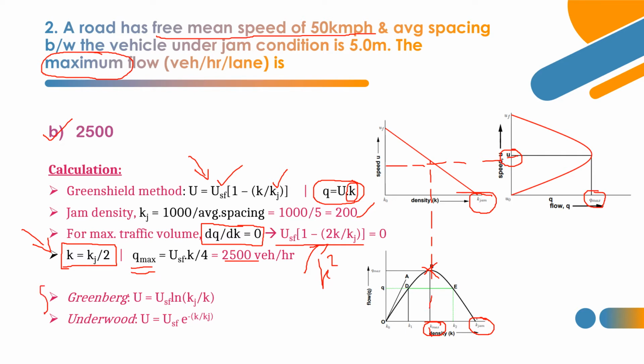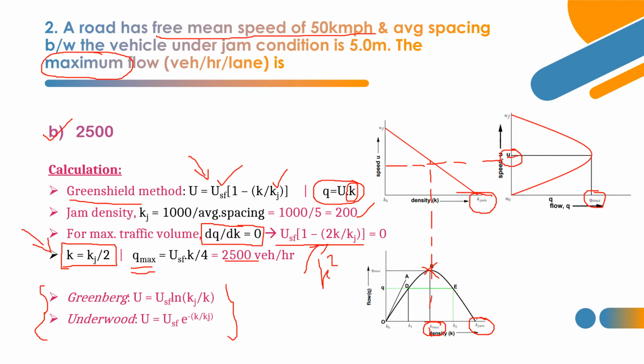And the other two macroscopic models are the Greenberg model and the Underwood model. Greenberg model is given by this equation: U is equal to USF natural logarithm of kj by k. And for Underwood, U is equal to USF E power minus k by kj. So these are some of the other macroscopic models, but usually we follow only the Greenshield macroscopic model to identify the maximum flow in a corresponding section of highway.